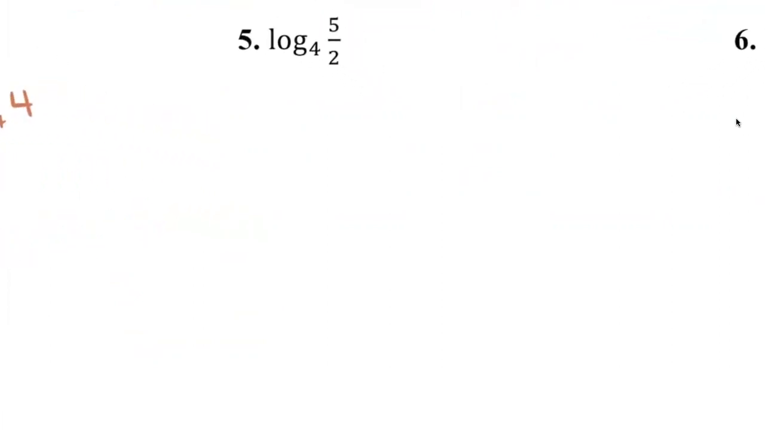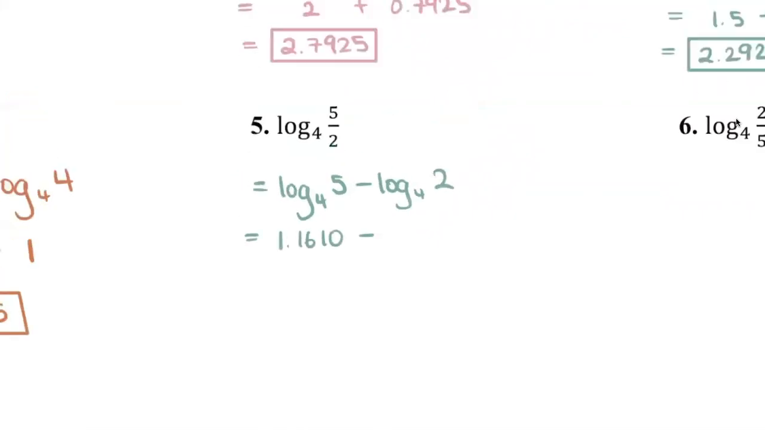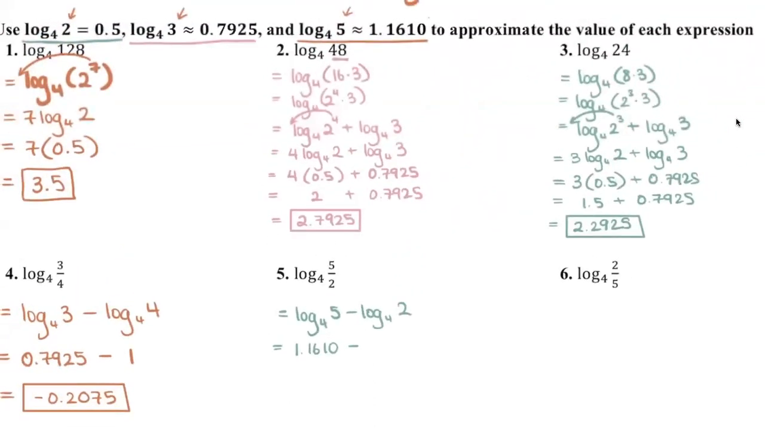All right, so number 5, this would be log base 4 of 5 minus log base 4 of 2. Log base 4 of 5 is 1.1610, which they give us up here. And log base 4 of 2, they give us is 0.5. So subtract, and I get 0.6610.